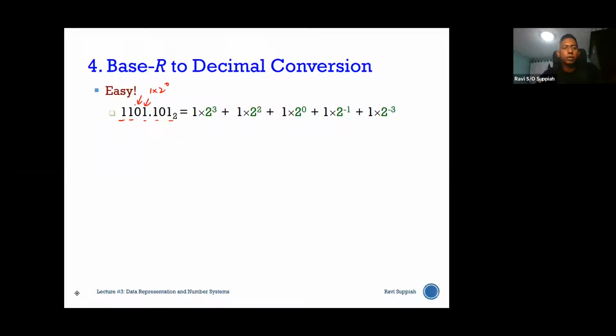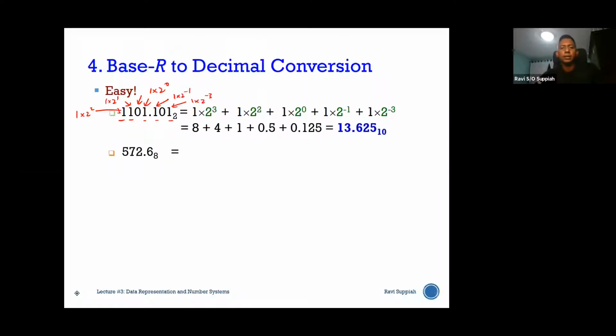So this is 1 times 2 to the power of 0, this is 1 times 2 to the power of 1, and this is 1 times 2 to the power of 2. And in the other direction, it is 1 times 2 to the power of minus 1, and this is 1 times 2 to the power of minus 3. That is how you get your final answer here. Whenever you interpret the weighted position, your final answer is your base 10 answer.